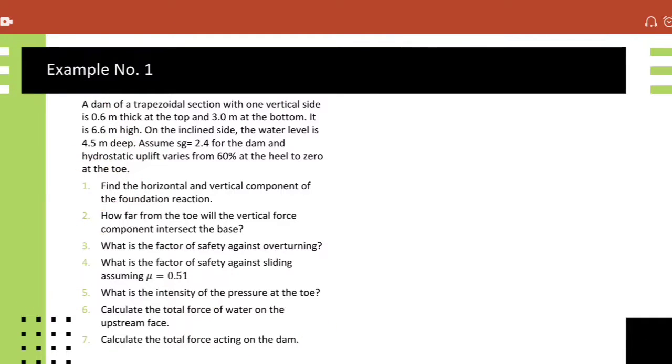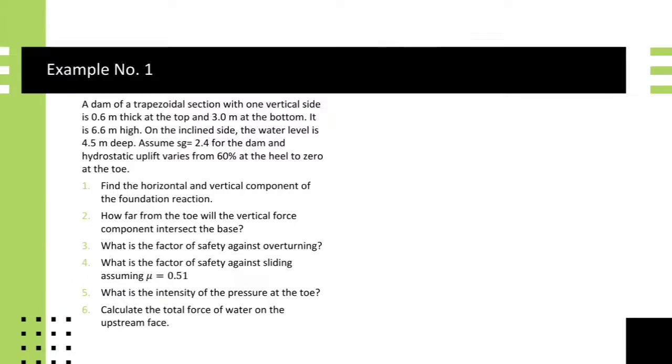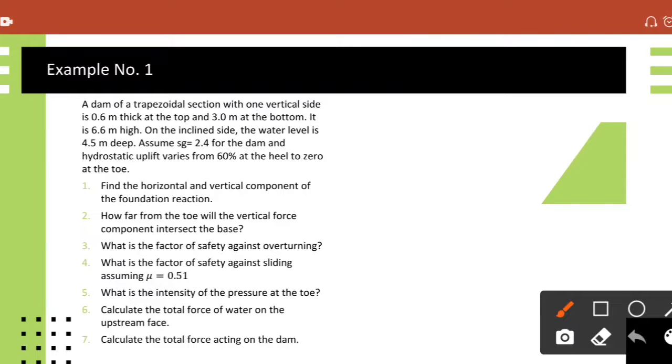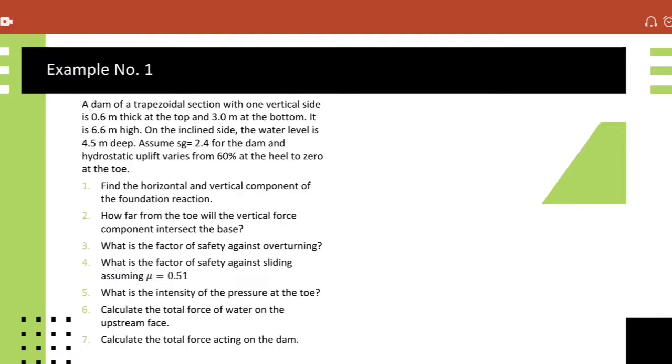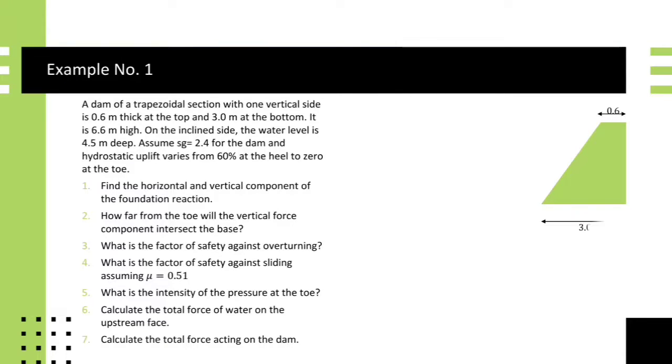Isasara ko na muna to, ha, kasi hindi ako makapag next slide kapag andyan. So ito yung magiging itsura ng dam natin, kasi sabi niya dito is trapezoidal section siya with one vertical side. So sinabing one vertical side, yung isang side niya is vertical. And then the top is 0.6 meters thick. The bottom is 3.0 meters. And then, yung dam natin is 6.6 meters high.